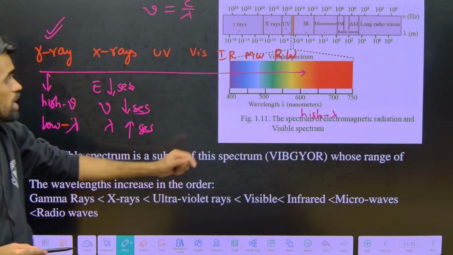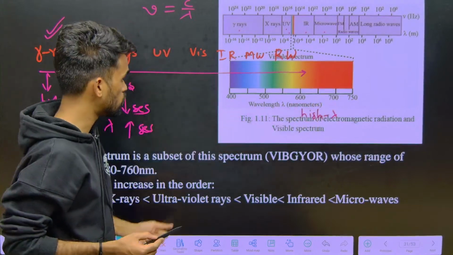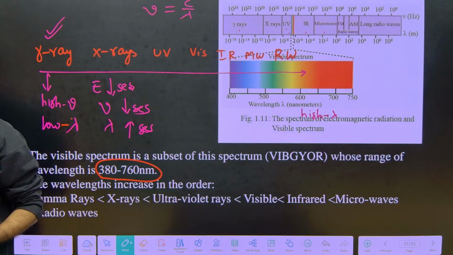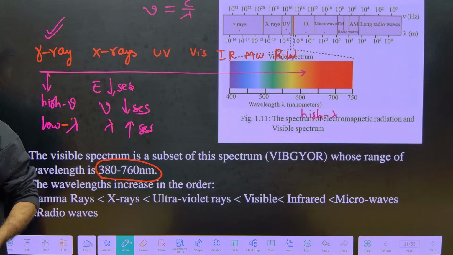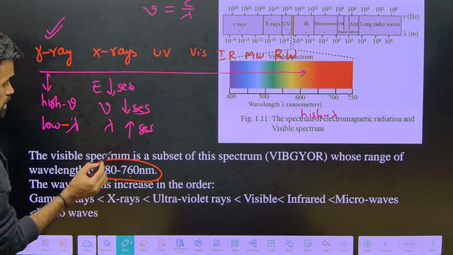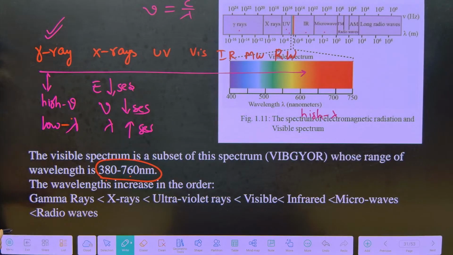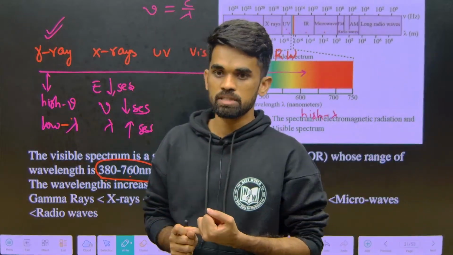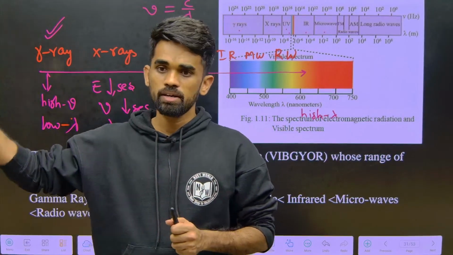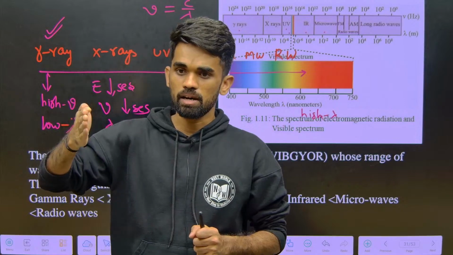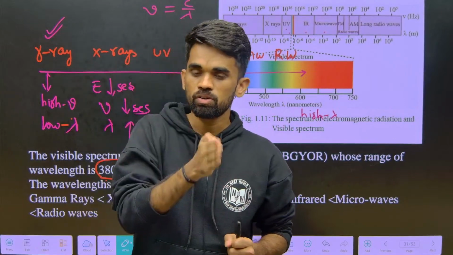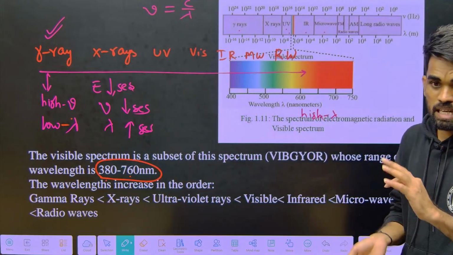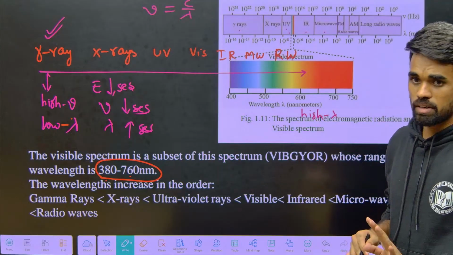What is the range of the visible region they will ask? You can remember 380 to 760 nanometers. What is the range of the visible spectrum? 380 to 760 nanometers. Once again, what is the frequency order, highest to lowest? Gamma, X-rays, UV, visible, IR, micro, radio waves. That's it. Remember this. If they ask in wavelength order, give it in the opposite order. Radio waves will be the highest one.